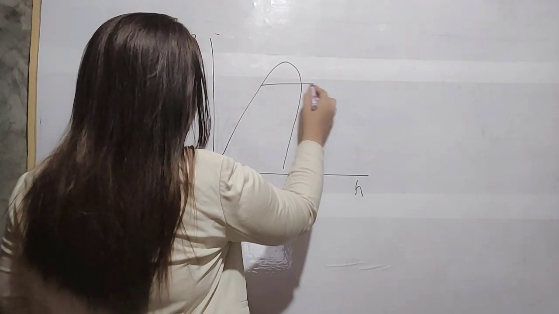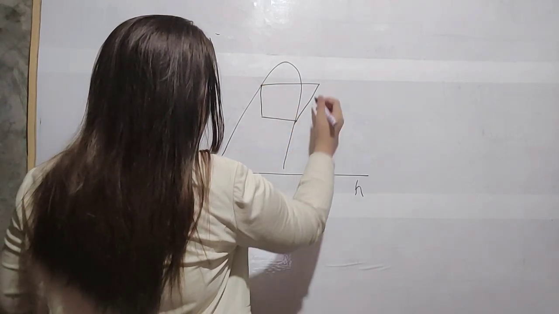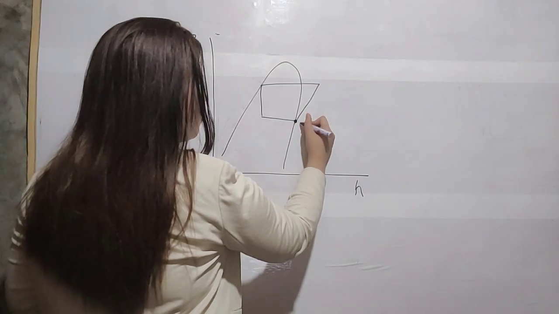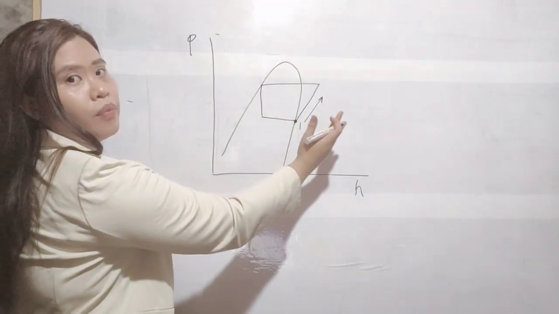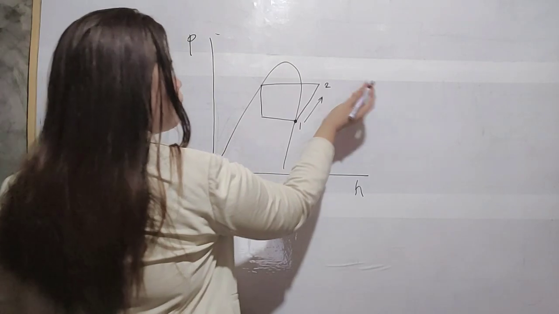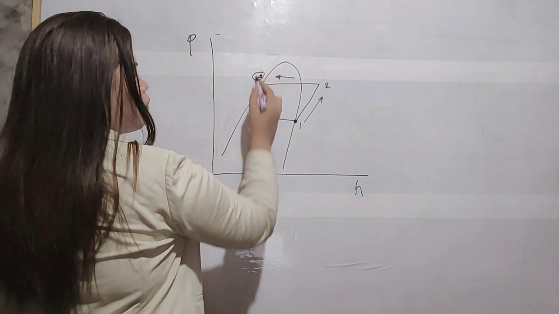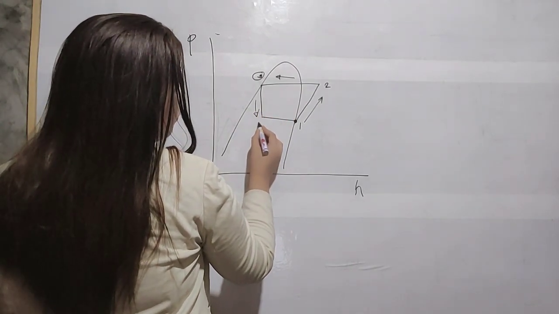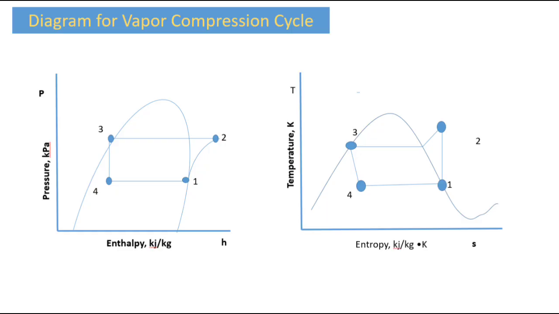Now let's talk about the processes involved in the vapor compression cycle. In point 1 to 2, there is an increase of pressure and enthalpy, which we call isentropic compression in the compressor. The process 2 to 3 is a constant pressure condensation in the condenser. And the process 3 to 4 is the isenthalpic expansion in the expansion valve, where there is a drop of pressure while maintaining the enthalpy. And point 4 to 1 is the constant pressure vaporization in the evaporator.